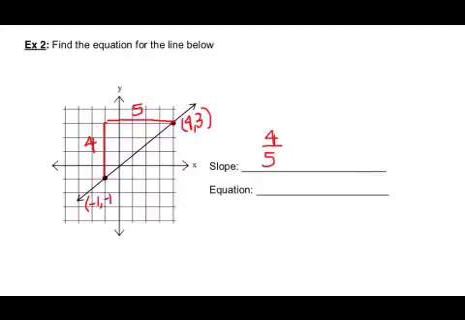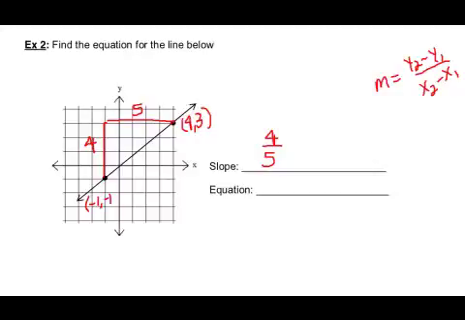Now if they just gave us these 2 points and they did not give us the graph, we could easily find the slope by using the formula that we talked about before. So y2 minus y1 over x2 minus x1. Now since they show us the graph, we can easily look and find the rise over run, but again, if we were to plug in those points, we would get the same number for the slope.